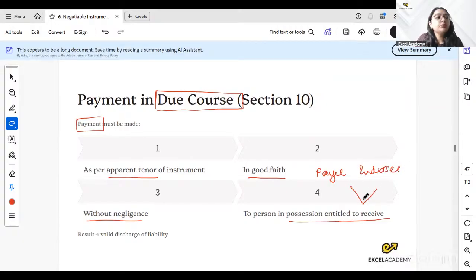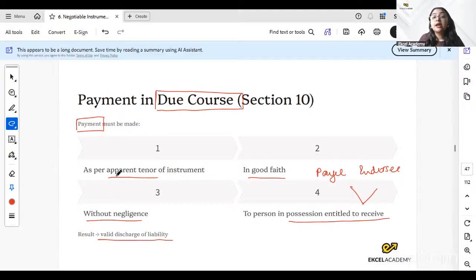Okay, it can be your payee, that is whoever is entitled to receive. The result is valid discharge of liability. That is, if the banker has done the payment in due course, the banker will be no longer liable for anything else. All right. As per apparent tenor of instrument, in good faith without negligence.